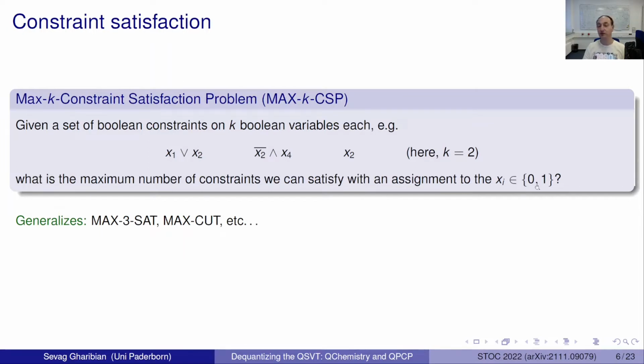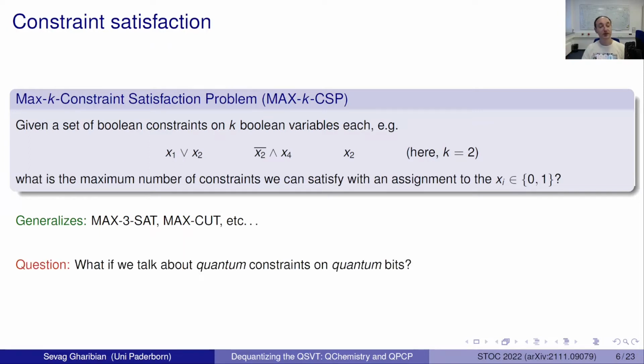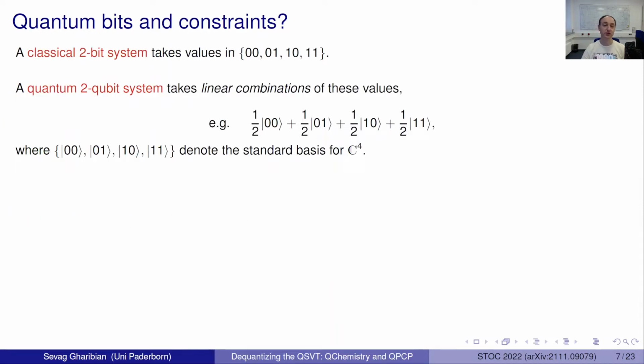Of course, we want to know what is the maximum number of constraints we can simultaneously satisfy over all assignments to these n bits. This is the canonical NP-complete problem that we know and love. So naively, you might ask, what happens if we talk about a quantum analog of this where you have quantum constraints on quantum bits? That's actually not too unnatural to define. It's actually quite natural. So for this talk, I'm going to just define quantum systems in this way.